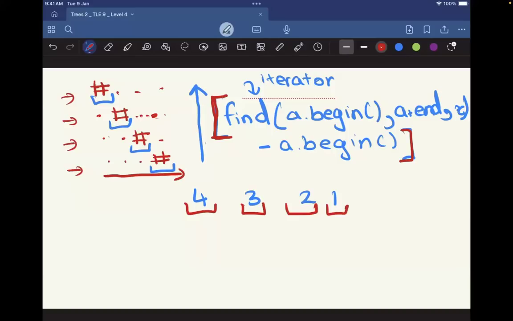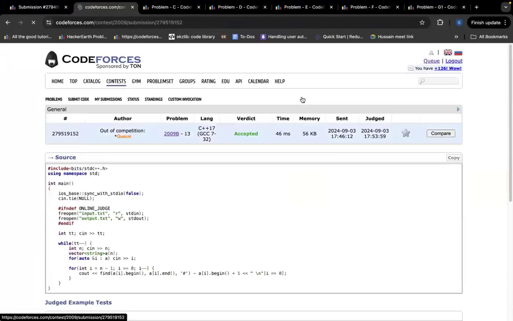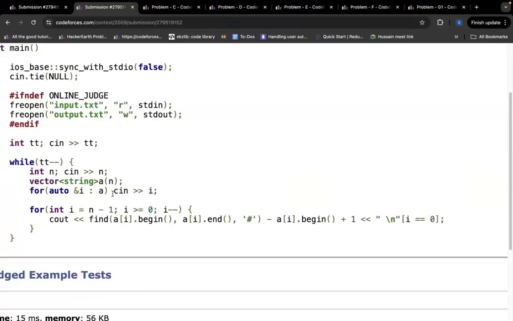Yes or no, guys? Tell me. Yes, sir. Okay. So, a very simple implementation problem. Let me just show you the code as well. I have n strings. So I take an input of n strings.